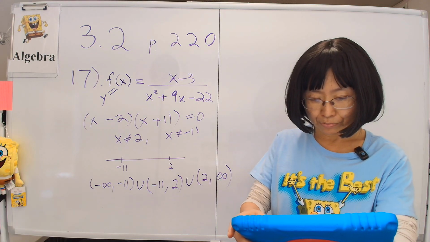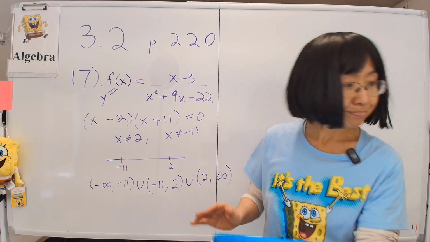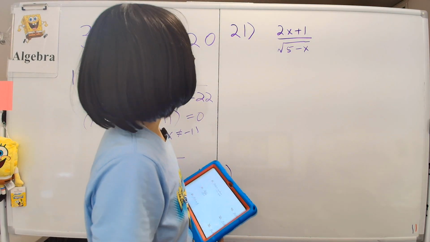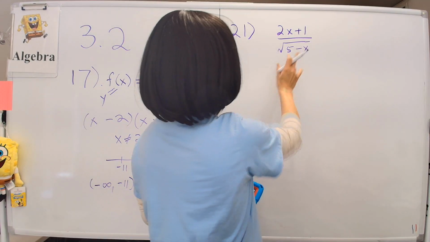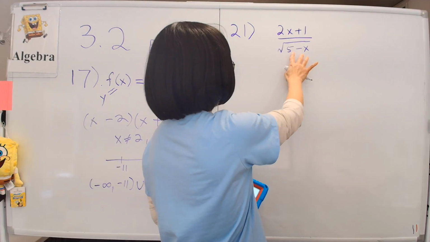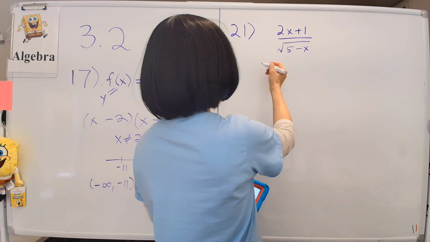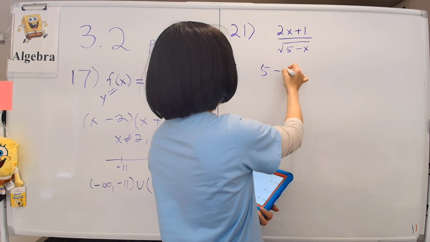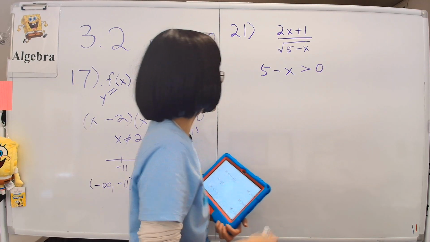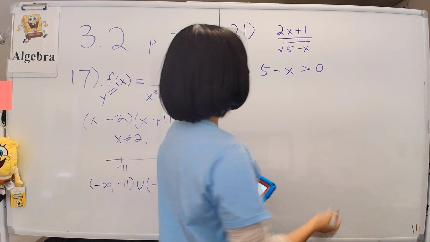Next, let's look at problem 21, where we have this situation. Again, we're looking for the domain. The denominator cannot be 0. That's one condition. Secondly, being that this is under the square root, 5 minus x cannot be negative either. So the 2 conditions together mean that 5 minus x needs to be bigger than 0. It cannot be equal to 0 because it's in the denominator, so this is a strict requirement.